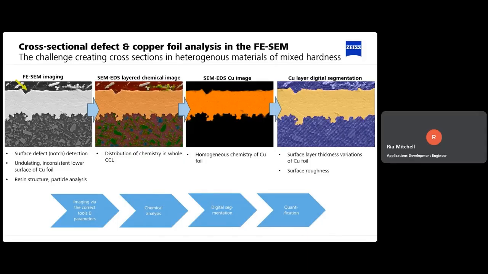Then we can go through various phases of performing SEN EDS, so we can get some chemical information, again making sure that the copper is of a homogeneous chemistry. And then we can perform some 2D image analysis. So in this example, all we're interested in is segmenting that copper layer, and then we can look at thickness variations and roughness of the surface and how that varies through different samples that either have these defects or don't have these defects. So this just shows how we can do connected microscopy in a way. We can do conventional FE-SEM imaging, we can perform chemical imaging from SEN EDS, and then we can take that a step further and do some image segmentation.